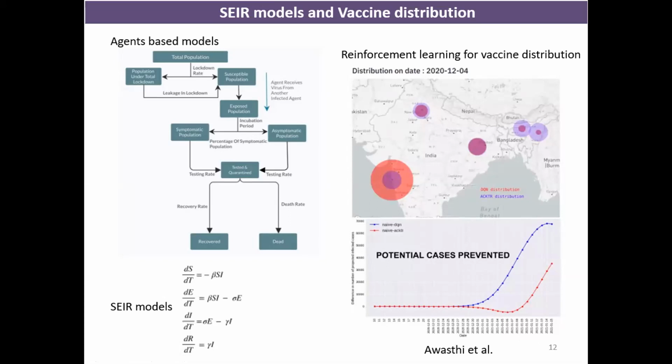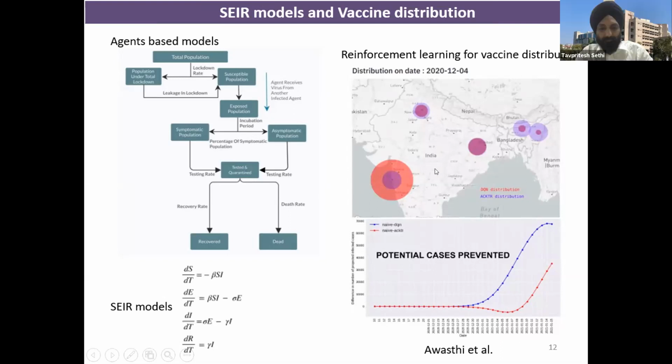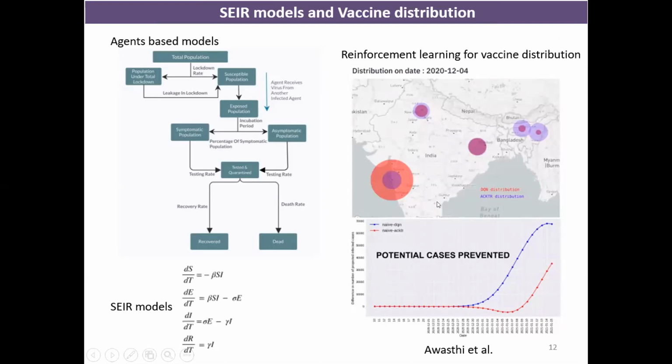And we see how our algorithm was able to distribute vaccine in an effective manner, so that we can decrease the new cases in a significant manner. This is what we can see through this plot, where the red line is the new cases when we apply the reinforcement learning based vaccine distribution strategy.